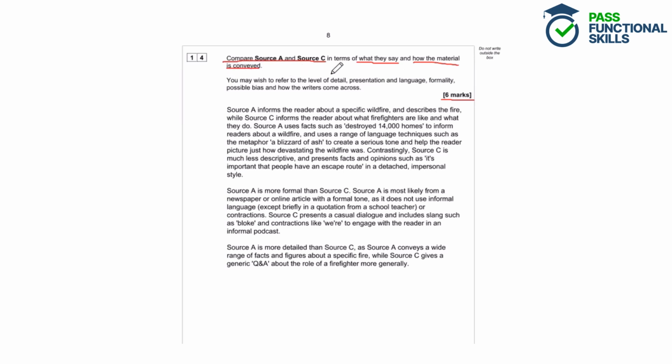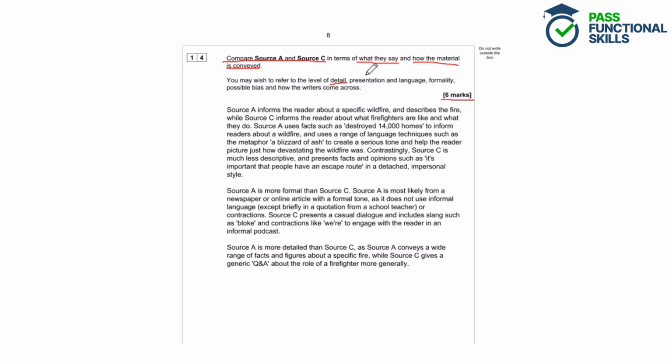sort of organisational features, whether the material is formal or informal, how detailed it is, and if there are any language features that have been used, such as similes or metaphors, facts or opinions, anything about how the material is put across to the reader. And we are told that we can refer to the level of detail, presentation and language, formality, possible bias, and how the writers come across.